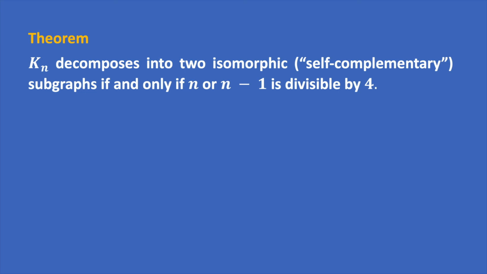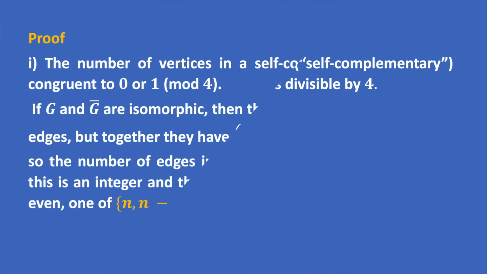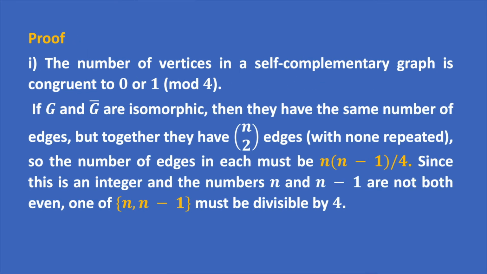Kn decomposes into 2 isomorphic self-complementary subgraphs if and only if n or n minus 1 is divisible by 4. We shall see the proof. The number of vertices in a self-complementary graph is congruent to 0 or 1 mod 4.